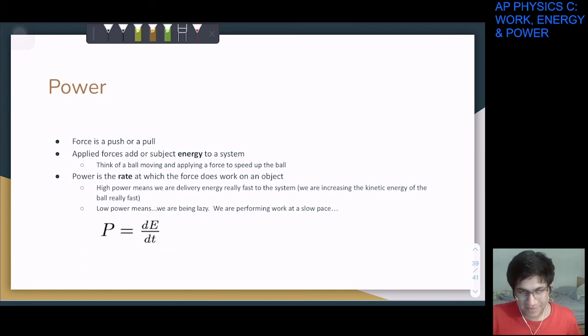So, force is a push or a pull, right? Energy, work is force over a distance. Power is like the rate at which the force, or energy actually, does work on an object. So it's kind of like saying that it's a change in energy per second. It's like dE/dt, change in energy with respect to time.